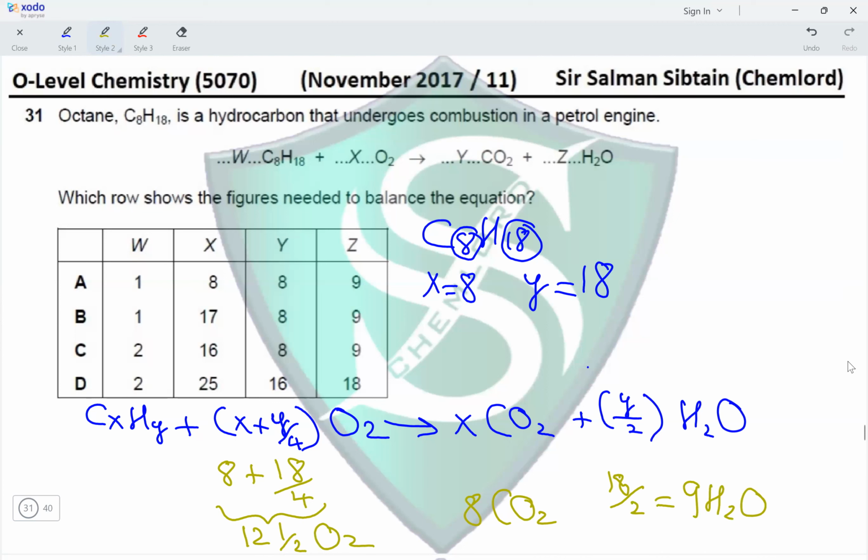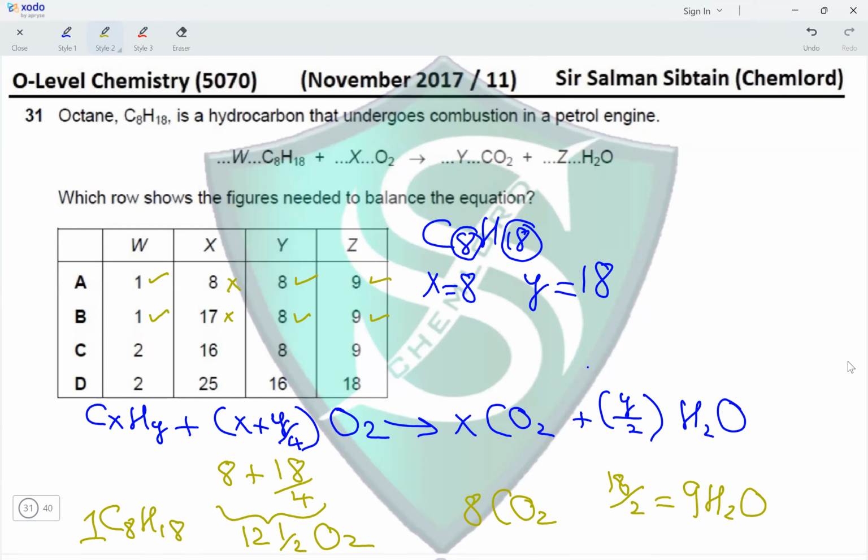So if we have 1 mole of C8H18, we would have 12.5 moles of oxygen, 8 moles of carbon dioxide, and 9 moles of water. So 1, 12.5, 8, and 9. In one option, 12.5 is absent, 8 and 9 are there. In another, again 12.5 is missing, 8 and 9 are there. So these are not correct.